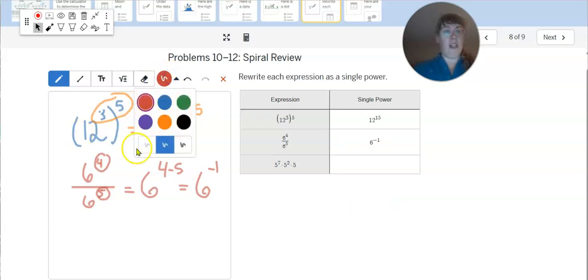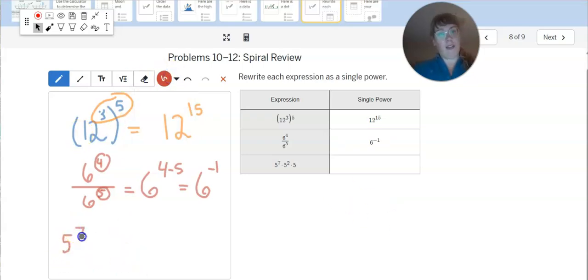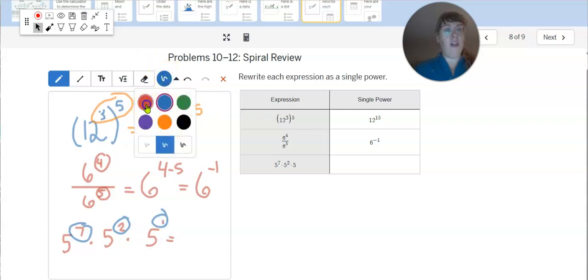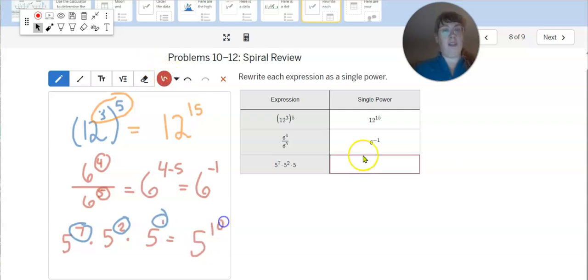And then finally we have 5 to the 7th times 5 squared times 5, which is a 5 to the 1st. And we just add all of these exponents. We have 7 5s, 2 5s, and 1 5. So altogether we have 10 fives.